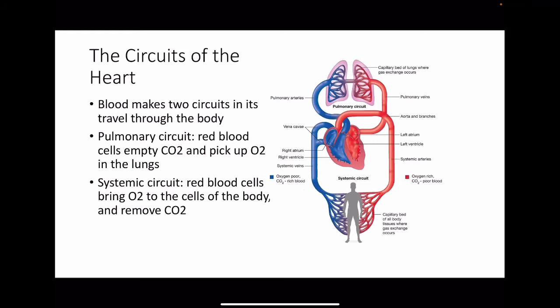And then it enters into the second circuit, or the second loop of the figure 8 circuit, the systemic circuit. This blood, which now contains more oxygen, is pumped into the next loop, which is known as the systemic circuit. And this blood travels through blood vessels all throughout the body, and drops off oxygen and nutrients in the cells.